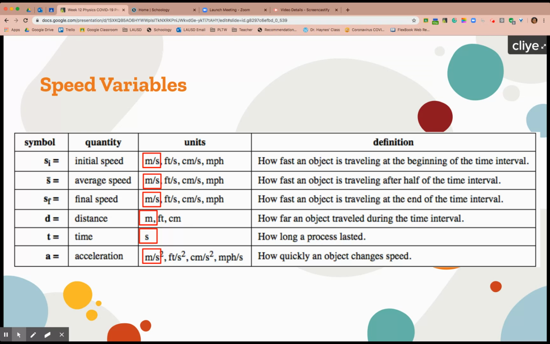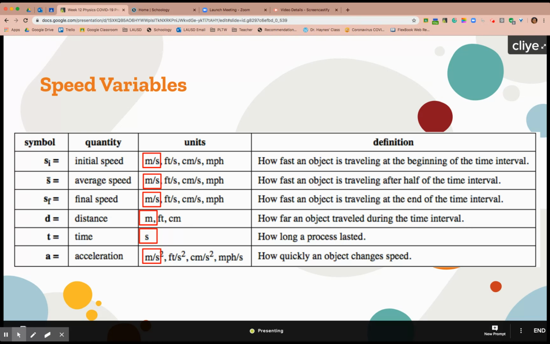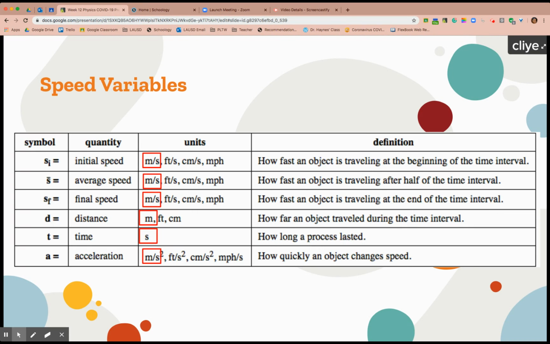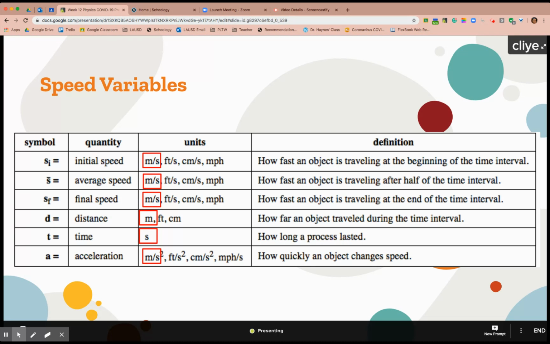Okay, so these are the speed variables that you'll see in physics. They have these symbols here. S sub I is for initial speed, and that's how fast an object is traveling at the beginning of a time interval. And it's measured in all of these different units. Everything that I put in a red box, these are the normal physics units. These are the SI units, which means these are the regulatory units in physics. So meters per second is a regulatory unit for the quantity of speed.